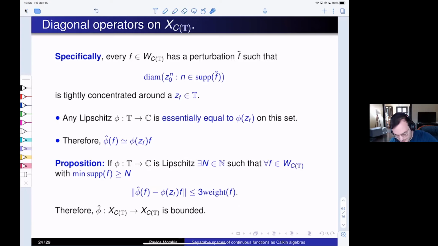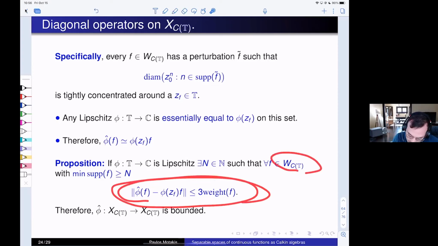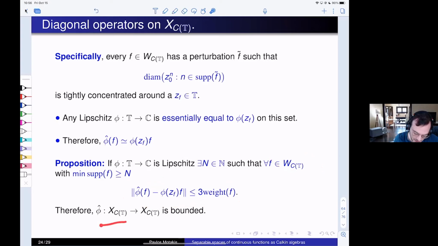And of course, here I'm talking about phi in a dual sense. You're acting on the norming set, which is a subset of the dual, but then you can pull this back to the space, and this tells you that this phi here is bounded. And then in the end, you can prove all these additional things.